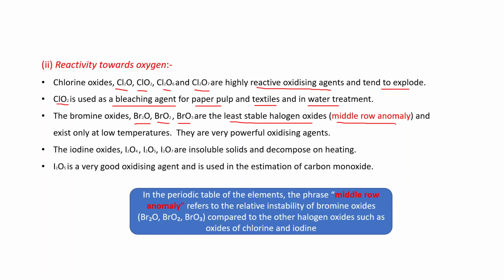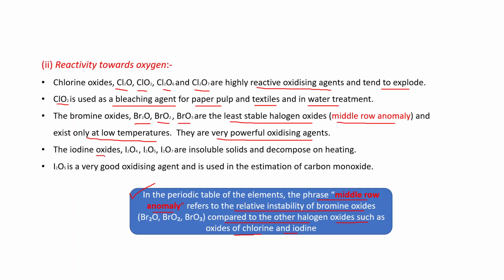middle row anomaly. In the periodic table of the elements, the phrase middle row anomaly refers to the relative instability of bromine oxides compared to other halogen oxides such as oxides of chlorine and iodine. And that's why they exist only at low temperatures. They are powerful oxidizing agents.